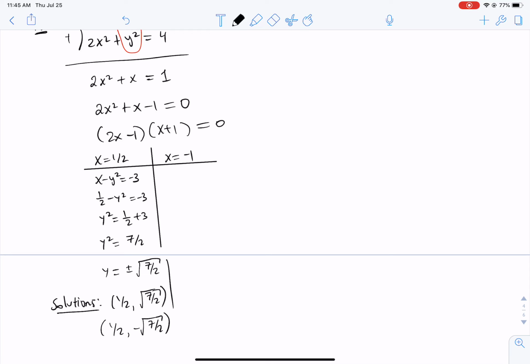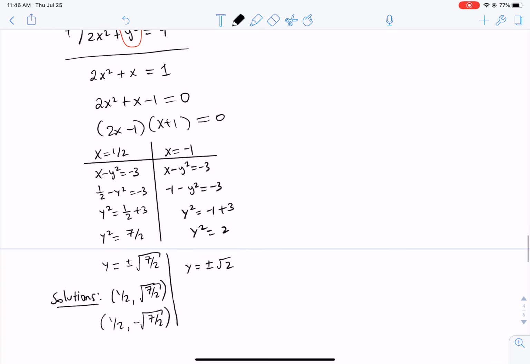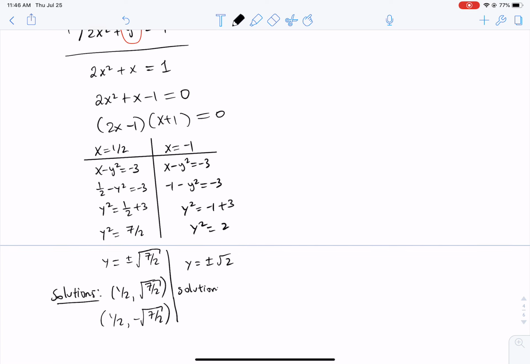What about the other option where x is equal to -1? So we have x minus y squared equals -3. So we have -1 minus y squared equals -3. So y squared will be -1 plus 3. So y squared is equal to 2. And y, therefore, will be plus or minus the square root of 2. And the solutions for this one are x is equal to -1, y is equal to the square root of 2, and x equals -1 and y equals negative square root of 2. But these will be 4 solutions as well. So is it possible that we have 3 solutions in the system? And the answer is yes. It is possible.